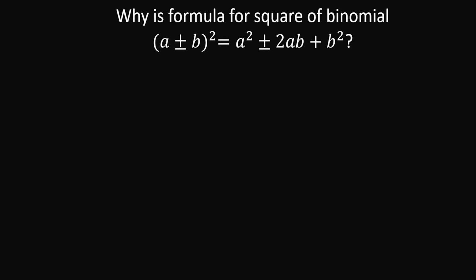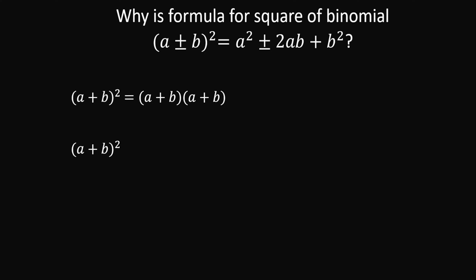Now, in each formula for the binomial square, you will notice that the middle term is equal to twice the multiplication of the terms used to create the binomial expression. But how can we prove this? Well, we can use simple algebra: (a plus b) squared should be equal to (a plus b) times (a plus b). Now, let's try to multiply each term individually.